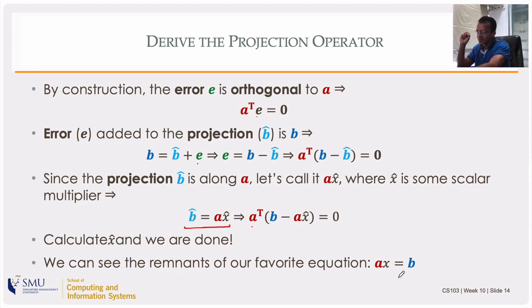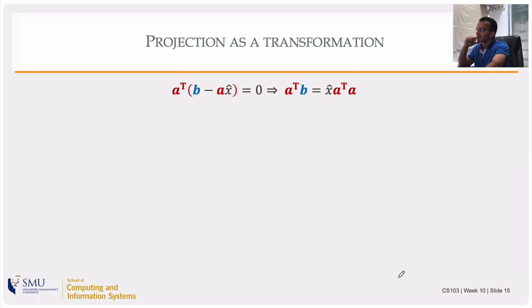Everything somehow comes back to A X equal to B in our course. So let's look at it again. I have A transpose, that is a dot product of A with the error vector, B minus the projection, which is A X hat, is equal to 0. If I expand it and move this to the right hand side, I get A transpose B is equal to A transpose A x hat. So I can get x hat right there.